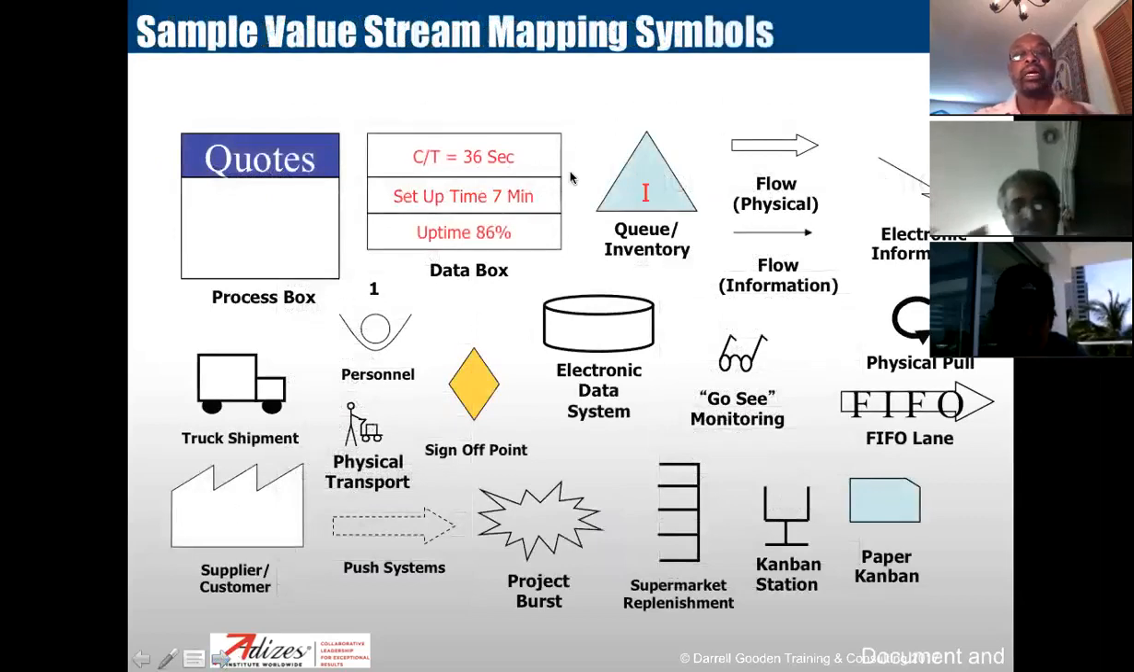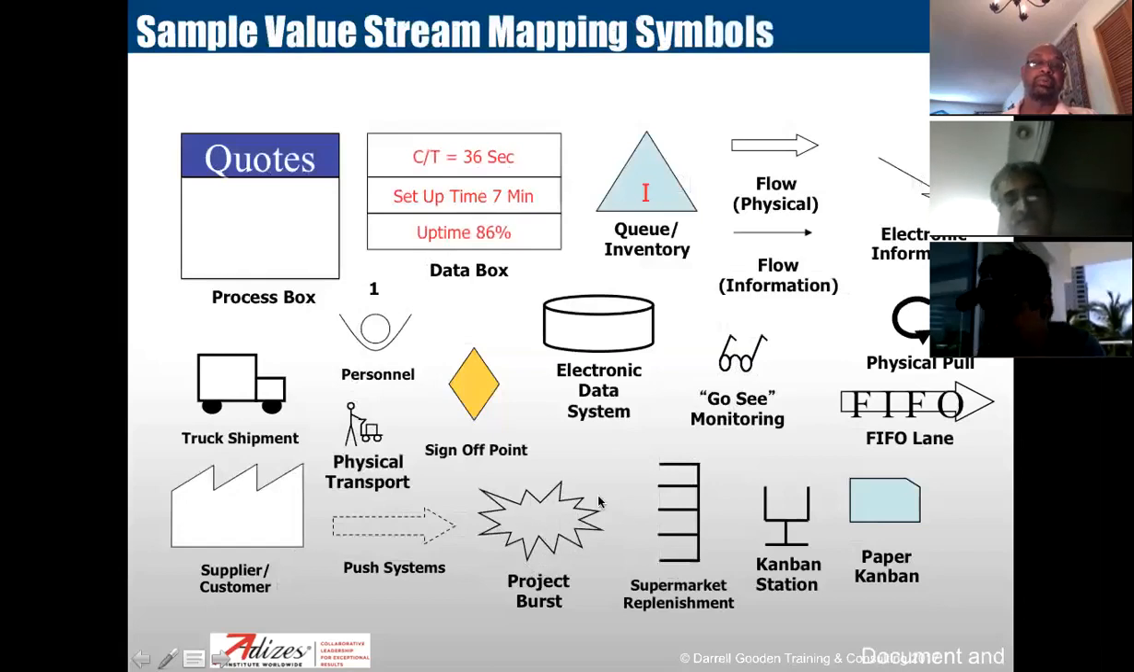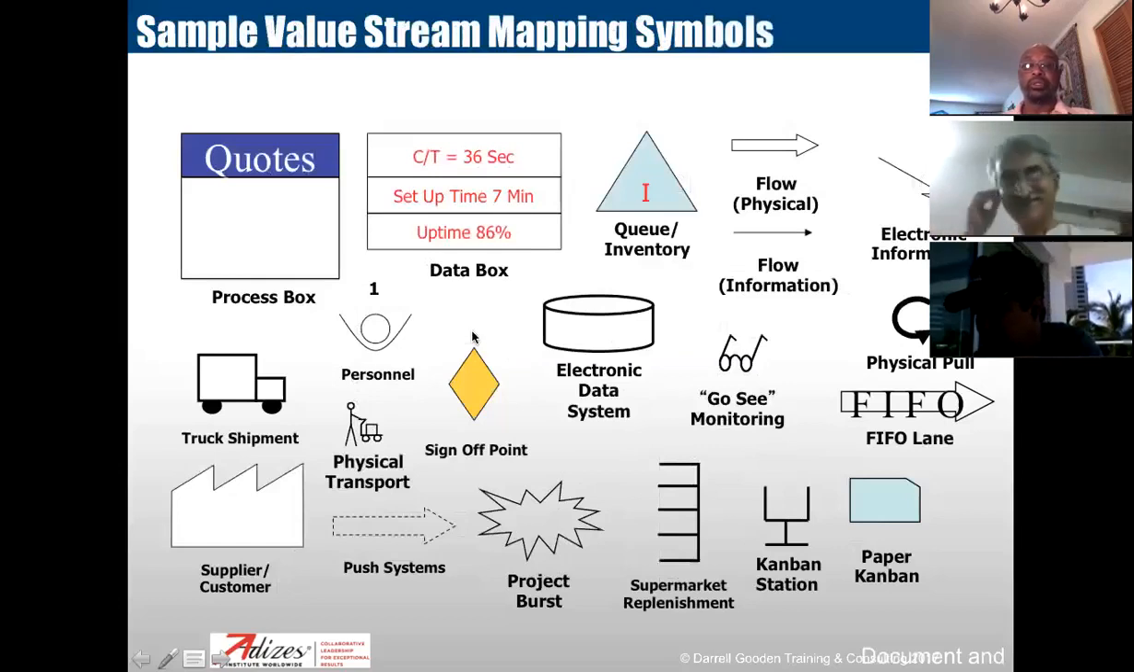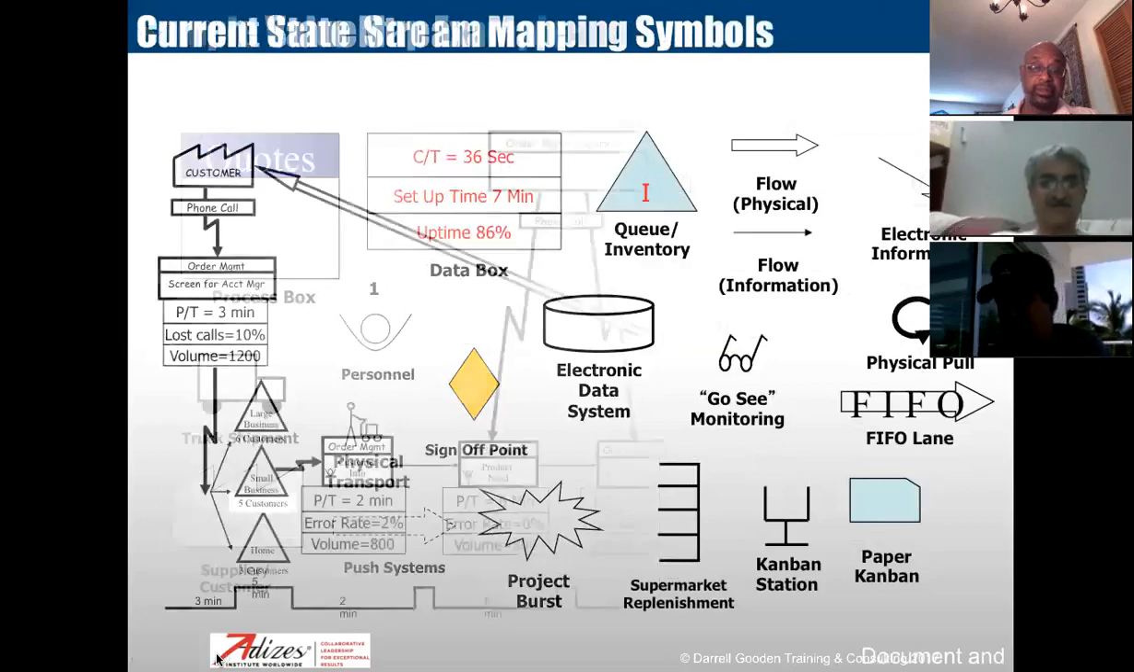Now, what I have here, you guys, are some of the common symbols in Lean. Now, I'll be honest with you, we never use these in my practice. We use the glasses every now and then, and we always use project burst to indicate this is going to be a challenge and we probably need to assign some resources there. I rarely use any of these. We use simple Post-it notes, and we write a verb noun on the Post-it note and string them together. But I thought it's important to let you see some of their typical flows. And they can get real fancy with this stuff, right?